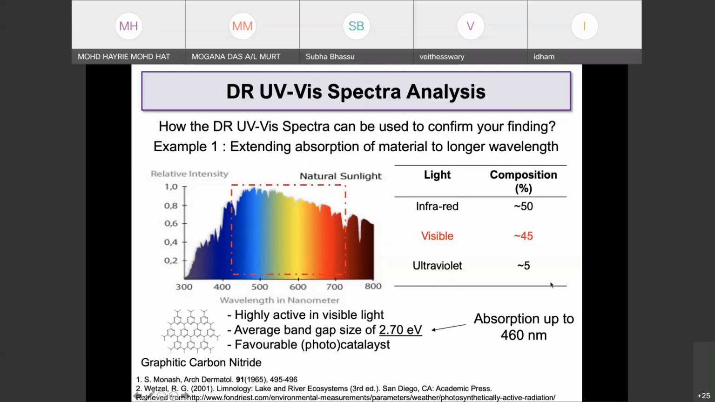So you have a very good photocatalyst, for example, active in visible light, with an average band gap of 2.7 electron volt. But the carbon nitride only absorbs up to 460, 470 nanometer, depending on the precursor. So now, because you want to utilize the sunlight, you need to extend the absorption of the material to a longer wavelength. So how are we going to do that?